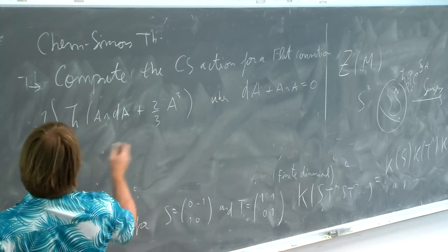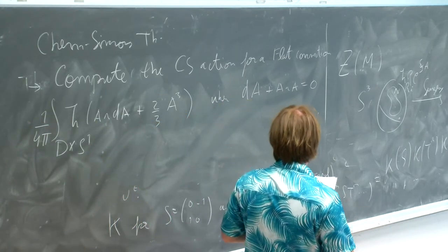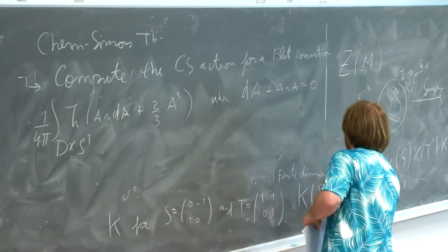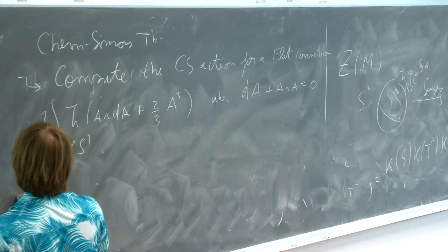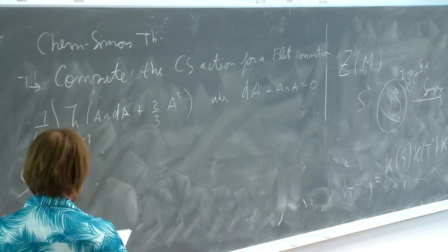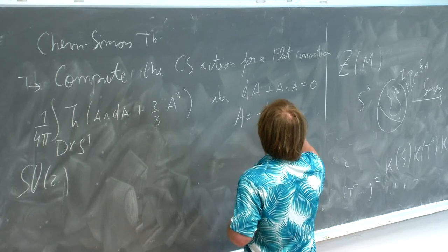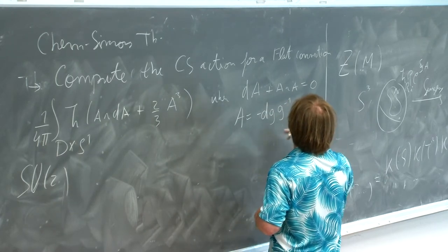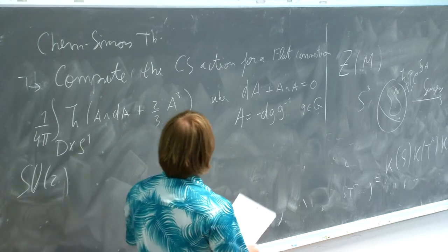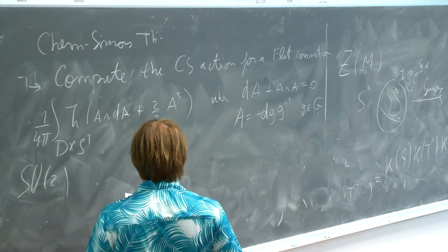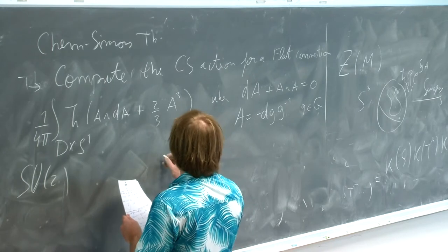And I want to compute it on the solid torus, because that will be the building block of all this business of surgery. And I'll just consider SU(2), but you can generalize. So if A is flat, that means you can always write it this way, dg g^-1, where g is in the gauge group. You can check it from this equation. Then there's a nice thing, that you can always choose particular coordinates and an element of the gauge group such that you can always write g.